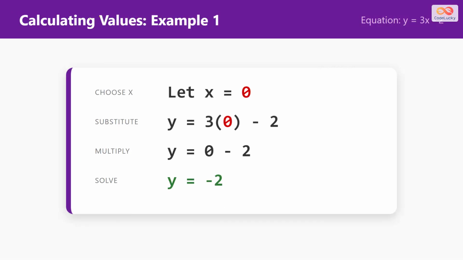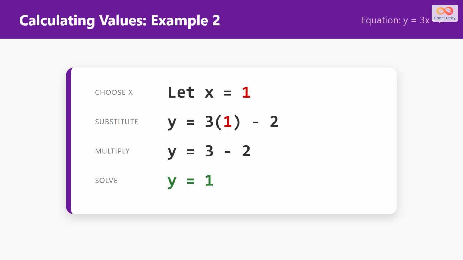Let's calculate our first point. We will start by letting x equal 0. We substitute 0 into our equation. 3 times 0 is 0. Then 0 minus 2 gives us -2. So, when x is 0, y is -2.